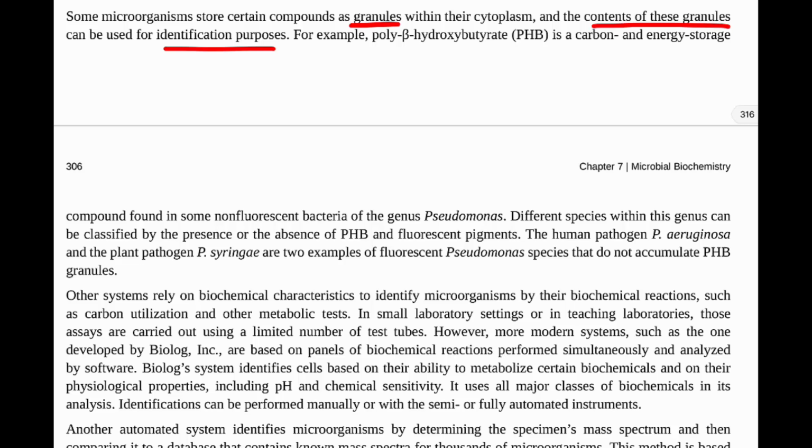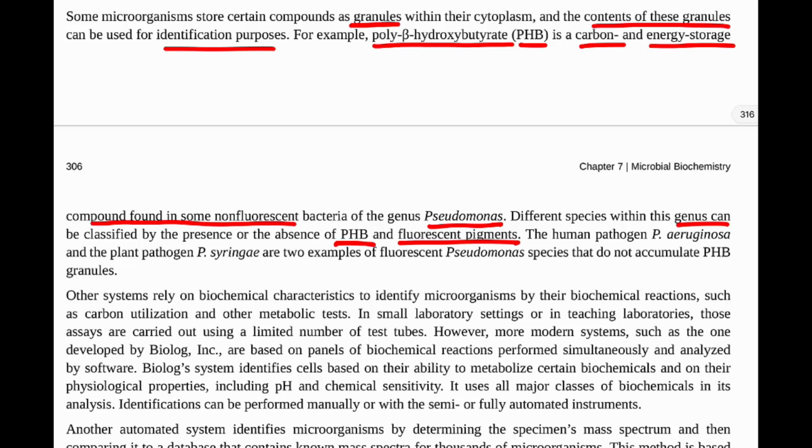So we know that there are certain bacteria, for example, that have these granules and others that do not. So those granules themselves can be used to identify. For example, polybeta hydroxybutyrate, which is PHB, is a carbon and energy storage compound found in some non-fluorescent bacteria of the genus Pseudomonas. There are different species within this genus, and they can be classified by whether or not they have PHB or whether or not they have fluorescent pigments.